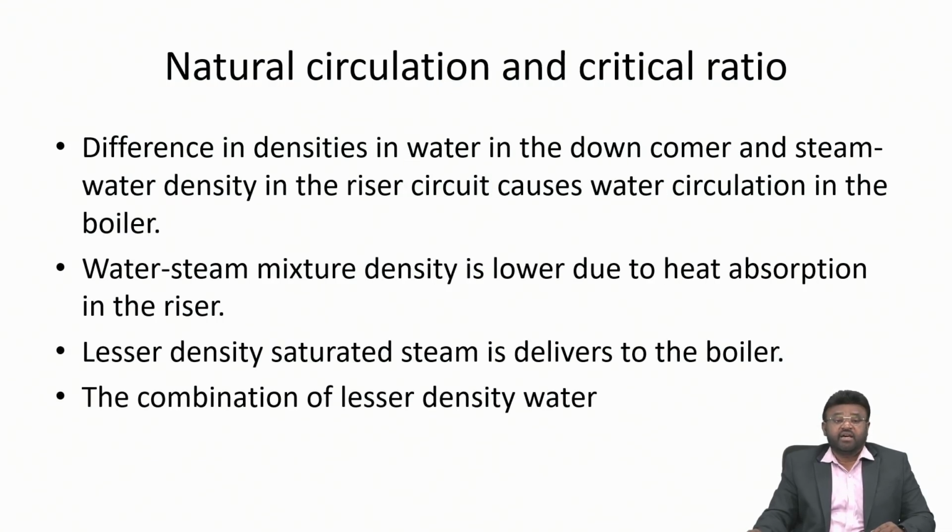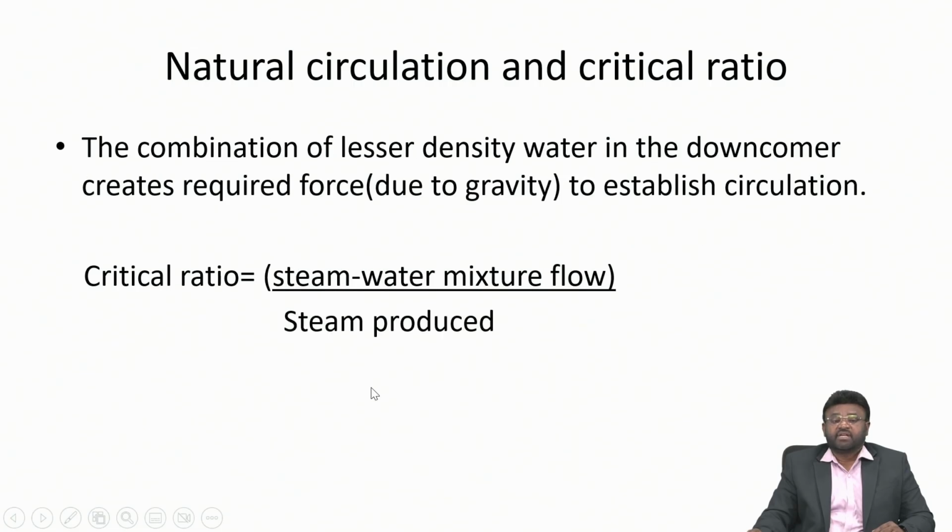Natural circulation and critical ratios. There are differences in densities between the water in the downcomer, that means the header, and the steam-water mixture in the riser circuits. Therefore we need to send the water at proper circulation rates. When we generate steam in the boiler, there is a mixture of water and steam, and the density is lower. That is due to the heat absorption in the riser. So lesser density saturated steam is delivered to the boiler, a combination with lesser density water.